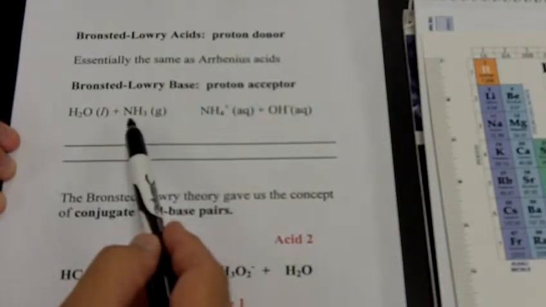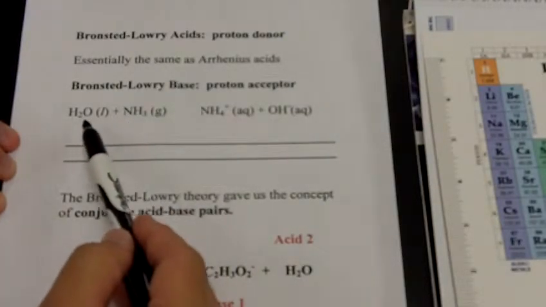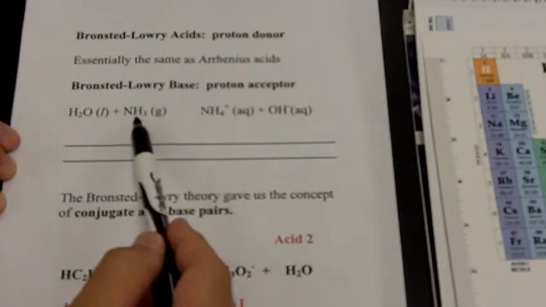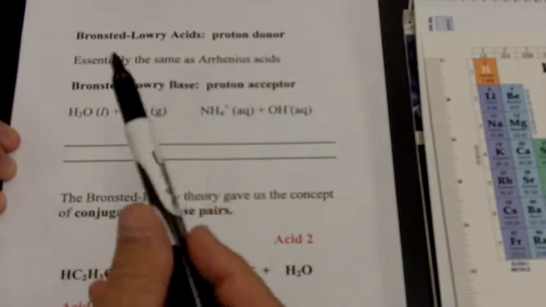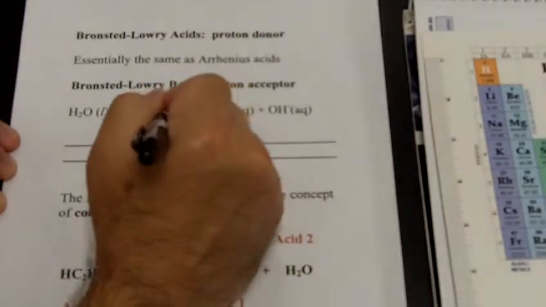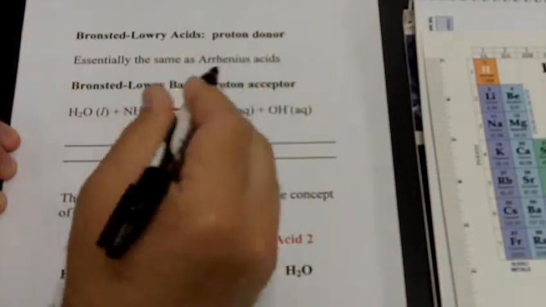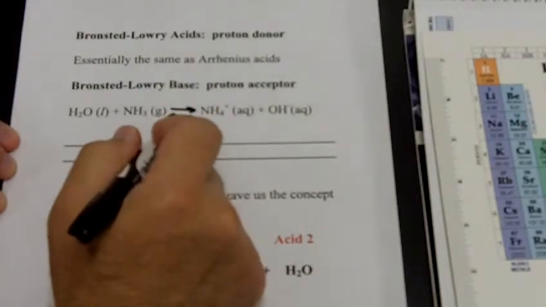So this is ammonia right here. Ammonia is being bubbled through liquid water, of course. Ammonia is NH3. And notice what happens. The NH3, I'm going to draw two arrows because this is what's called an equilibrium. We'll talk about that later.